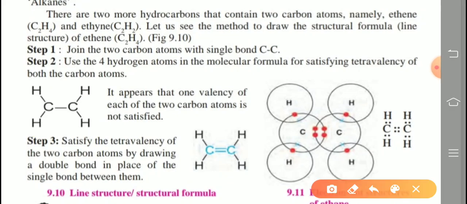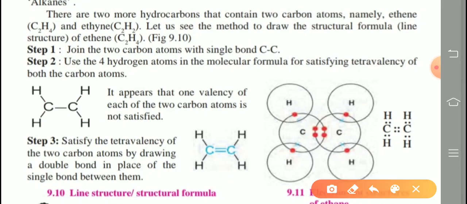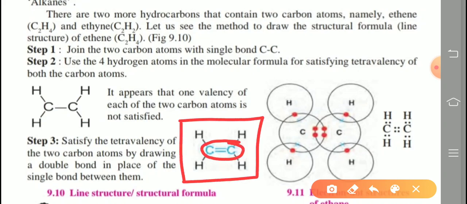So check there, carbon forming 4 bonds, only 3 are there. So tetra means 4 valency is not satisfied, only 1, 2 and this is a 3 for this carbon atom. For the second carbon atom also the same, only 3 bonds are formed but valency is 4, so 4 bonds are required here. So what is the remaining possibility? So we show the double bond between the two carbon atoms like this, and then this is the third step. Check that.